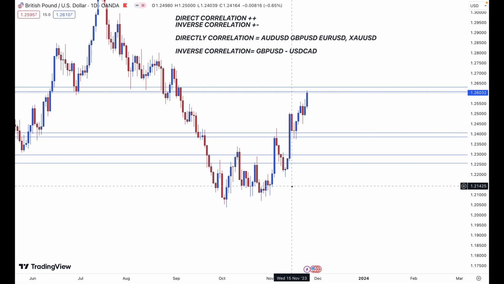For instance, you want to take a sell on USDCAD. You need to look at what trend it is. If you're seeing USDCAD as a downtrend, then it is advisable to look for your entry according to your strategy and enter your sell.